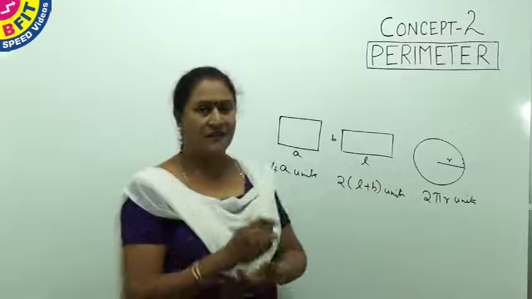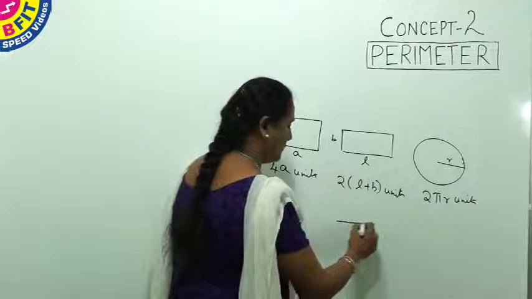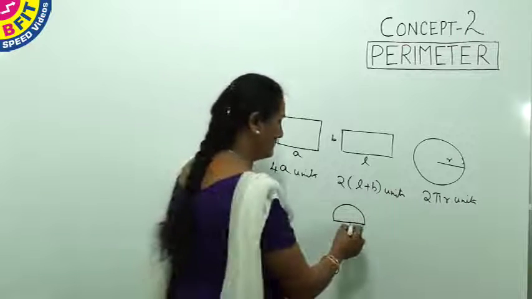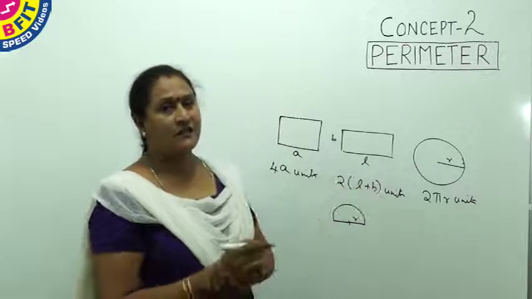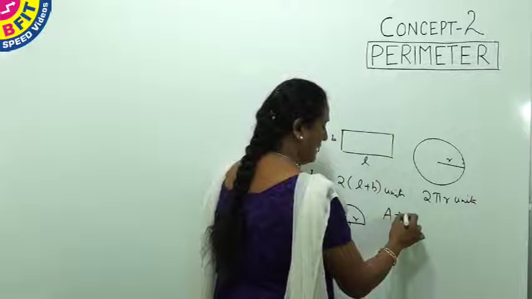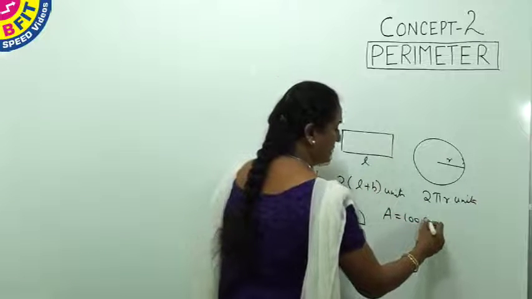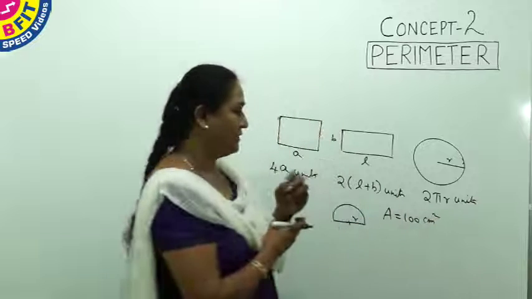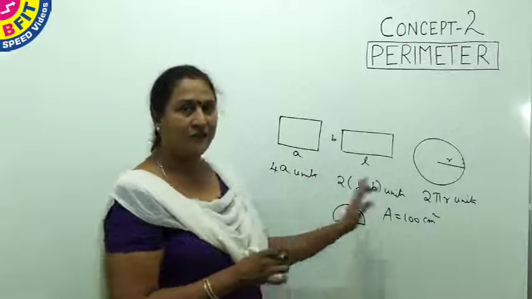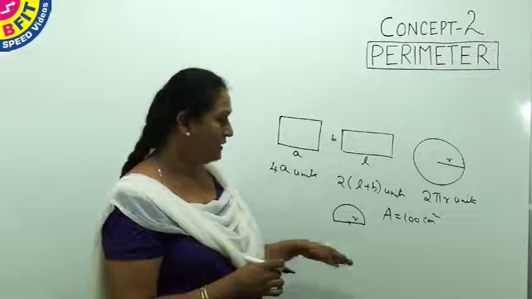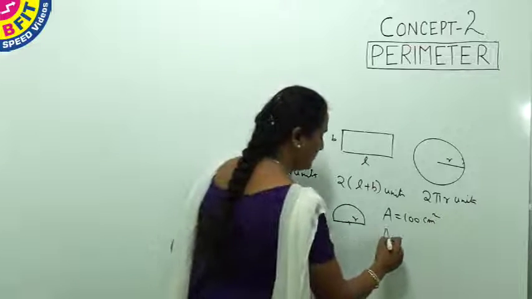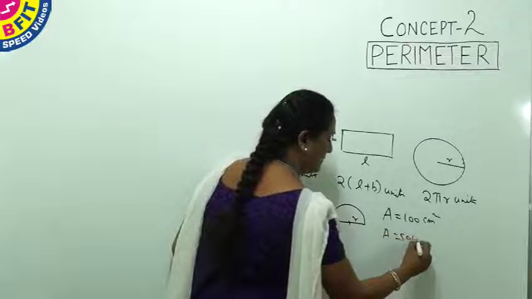And now what is a semicircle? Half of a circle is a semicircle. So if the area of a circle is given as 100, so for this circle, area is 100 square units or centimeter square. What will be the area of a semicircle? It is half of the area. So if the whole circle is 100, for the semicircle the area is half of this, 50.